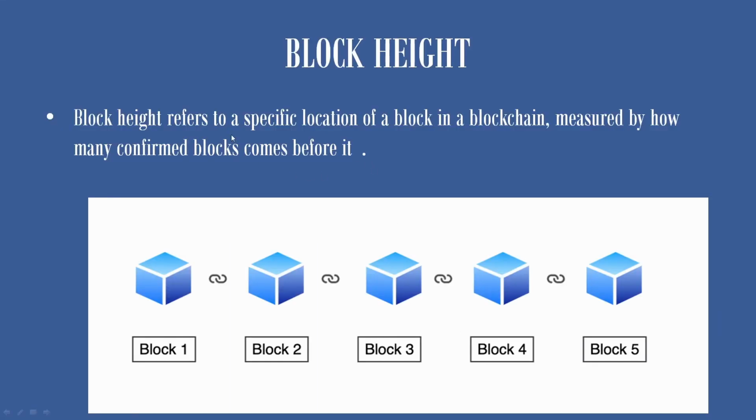Okay, so now let's talk about block height. Block height refers to a specific location in a blockchain, measured by how many confirmed blocks come before it. As you can see here, the Genesis block is counted as block 1, and every block after that is counted sequentially: block 1, block 2, block 3, block 4, block 5. If one block is added after block 5, it will be considered block 6. And remember one thing: block height is also known as block number.